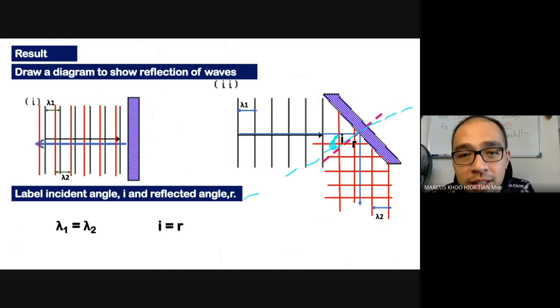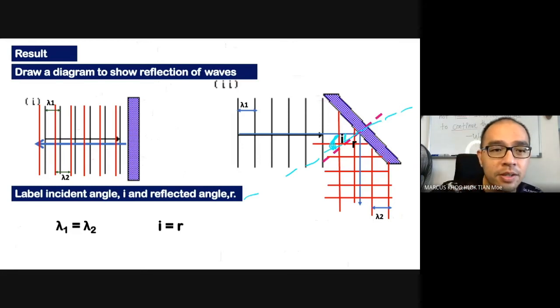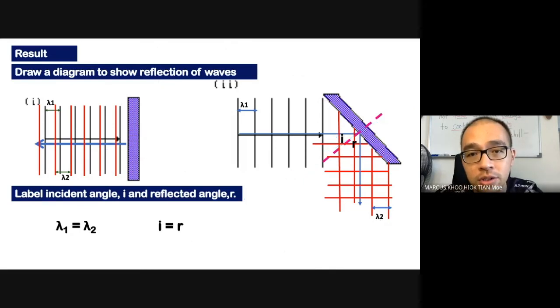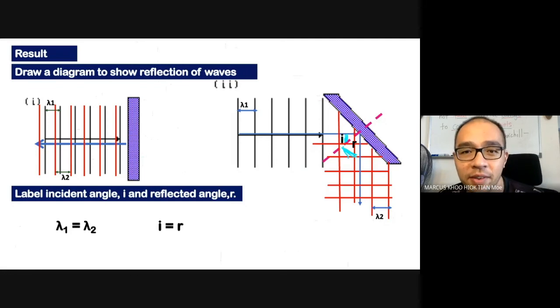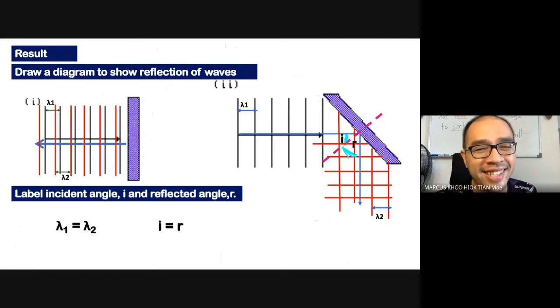Alright, so angle of incidence over here. The normal line is drawn over here. You find the angle of incidence and the angle of reflection is the same value.